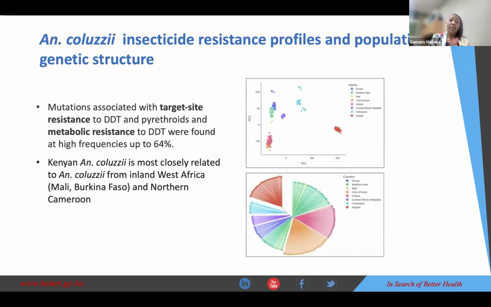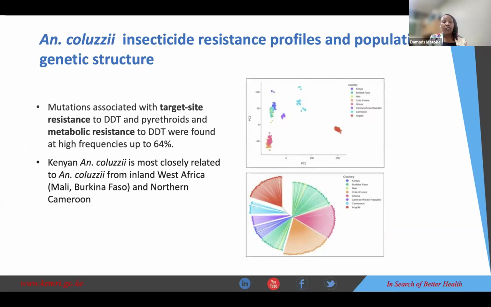So as far as diversity, especially now, we can ask ourselves, what's the difference between Anopheles coluzzii that is in West and Central Africa? How does it differ with the Anopheles coluzzii that we detected in Kenya? From this, we're able to see that Anopheles coluzzii detected in Kenya is closely related to the one in the inland of West Africa. That's Mali and Burkina Faso and parts of northern Cameroon.